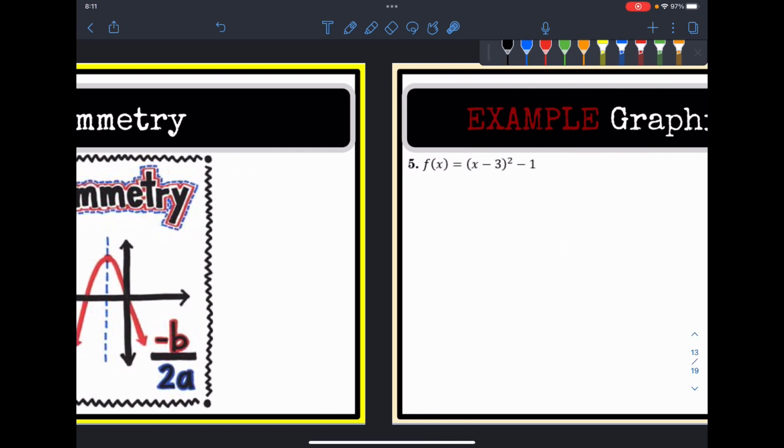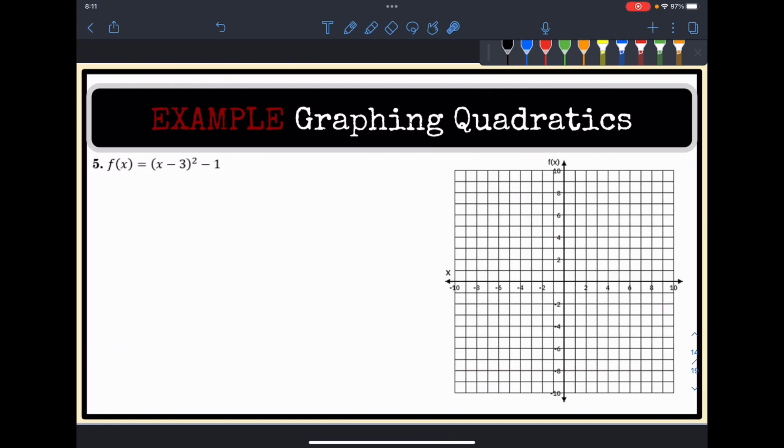So for example, let's say we have this function here in its vertex form. By the transformation lessons, we know that this parabola is going to be shifted 3 units to the right because of the plus 3, and 1 unit down. So that means that our vertex is going to be located at (3, -1). So let's plot that point, (3, -1).